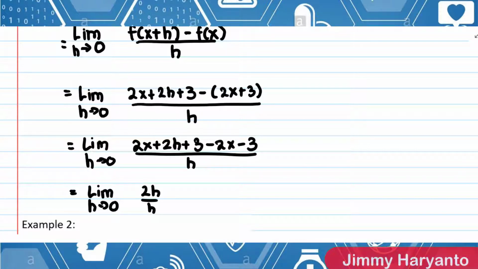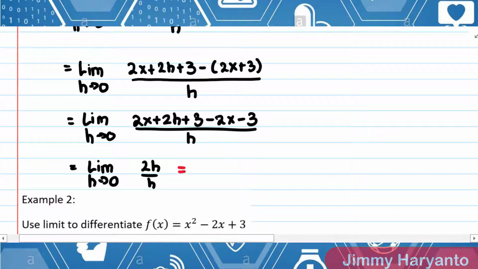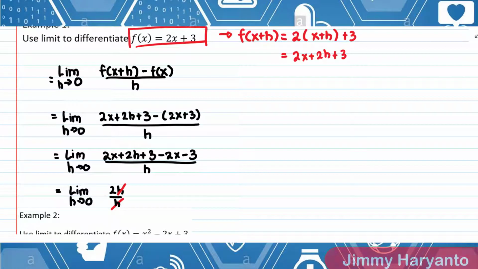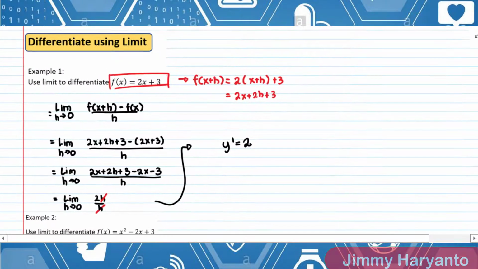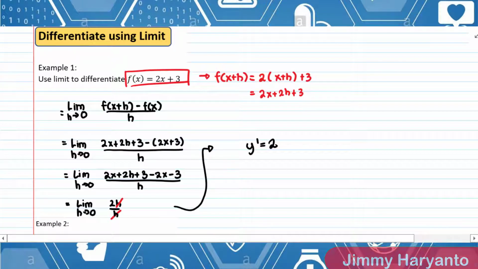And using the limit method, we can see that this one is 0 over 0 form. That means we have to factorize the function, but we don't have to factorize because we are in simplest form. So we only have to cross out the h. After that, we have 2 as the result. So I can say that y prime from the f(x) is equal to 2. And this is how you differentiate using limit.